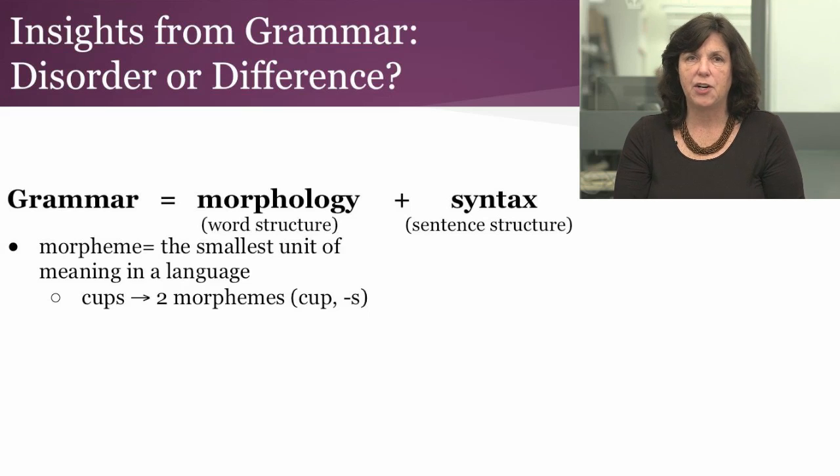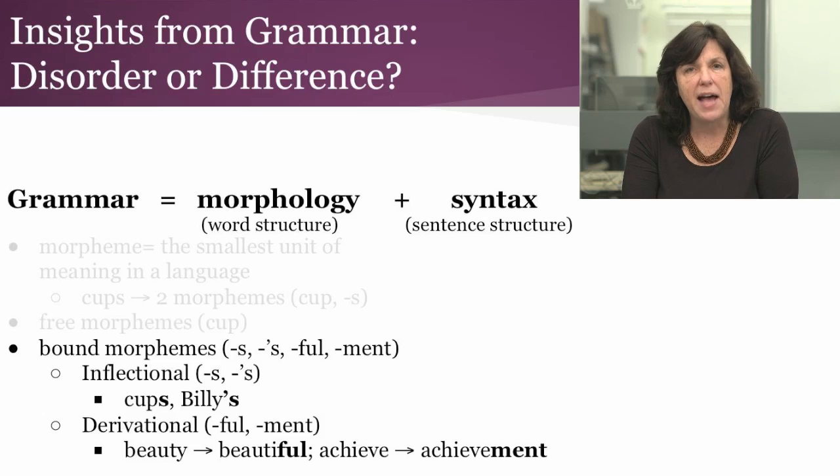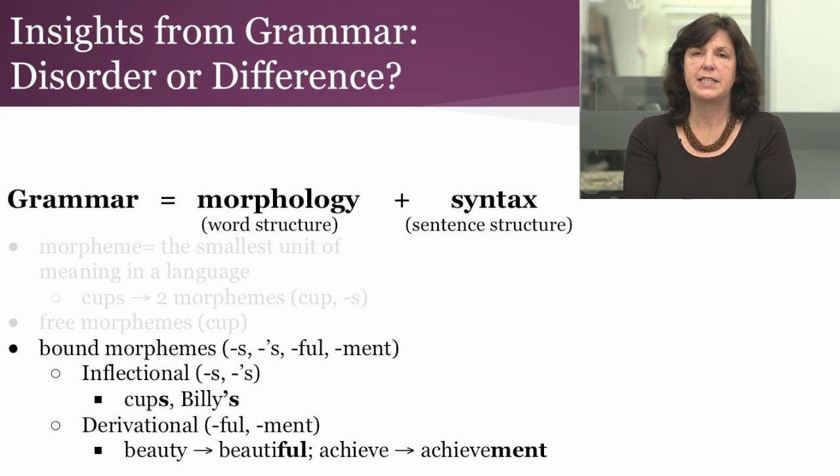There are different categories of morphemes. Free morphemes can function independently as words, like cup, for example. Bound morphemes, on the other hand, can't stand alone as words and must be attached to free morphemes. So, for example, the possessive and plural s and the suffixes -ful, -full, and -ment. Now, there are two different classes of bound morphemes.